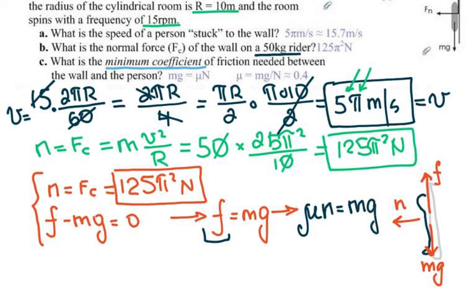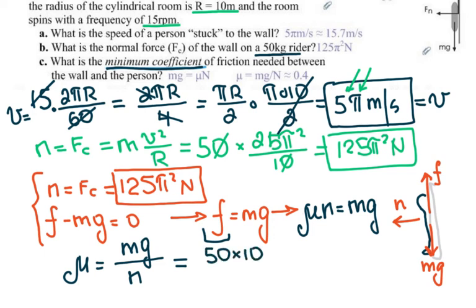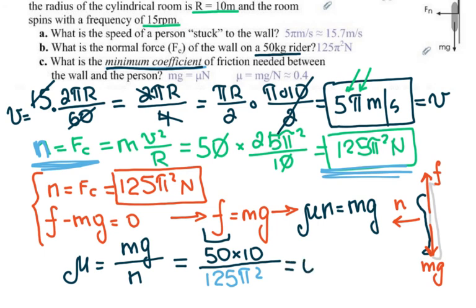And they ask me to find the coefficient of friction, so mu is the coefficient of friction. So mu would be equal to mg over the normal force. So m is 50, g is 10. The normal force, I just calculated right here, equals 125 pi squared. And that will give me that the coefficient of friction is equal to 0.4.